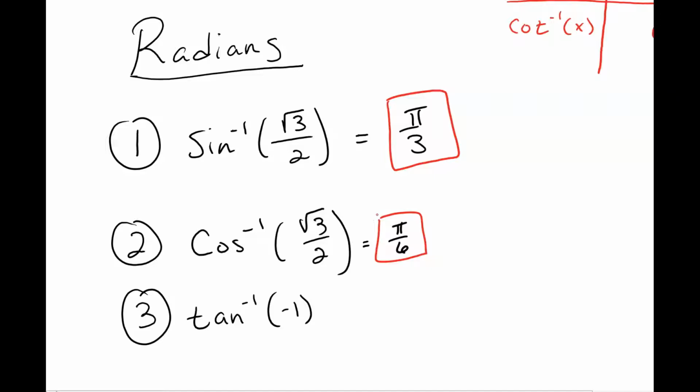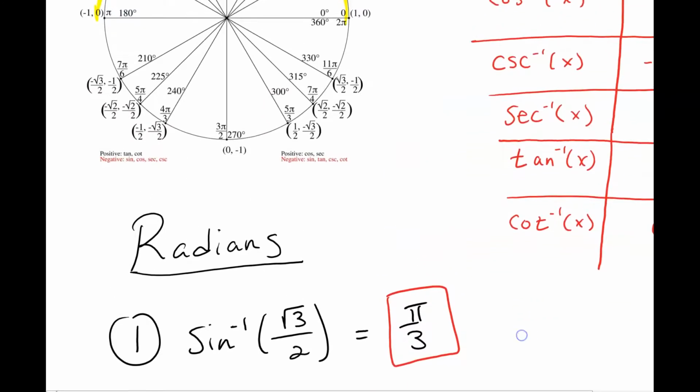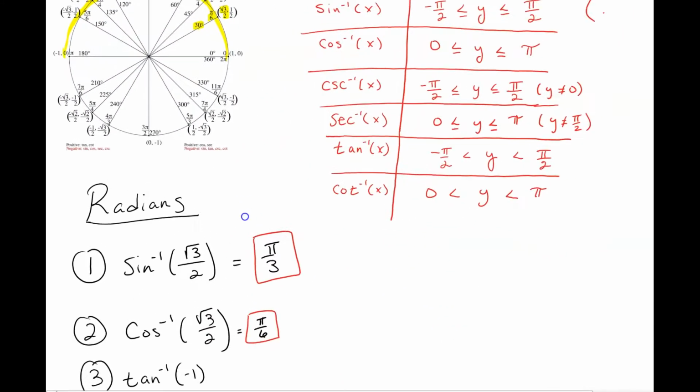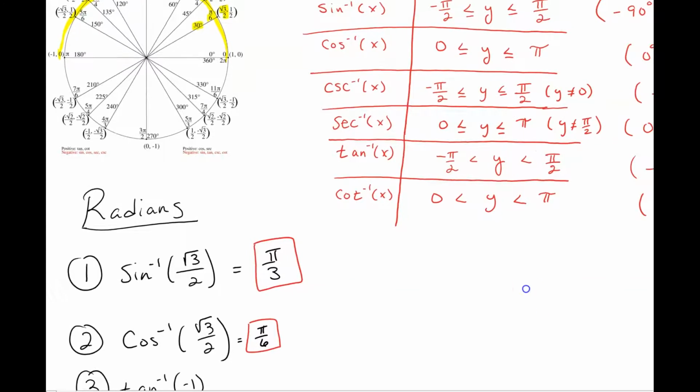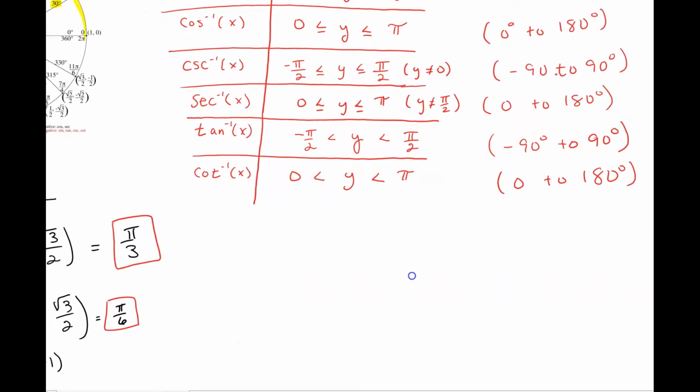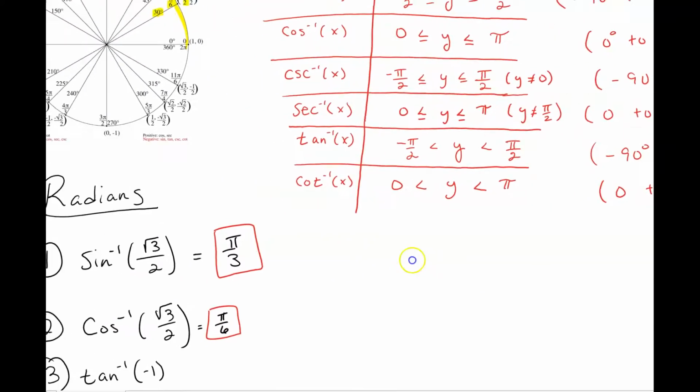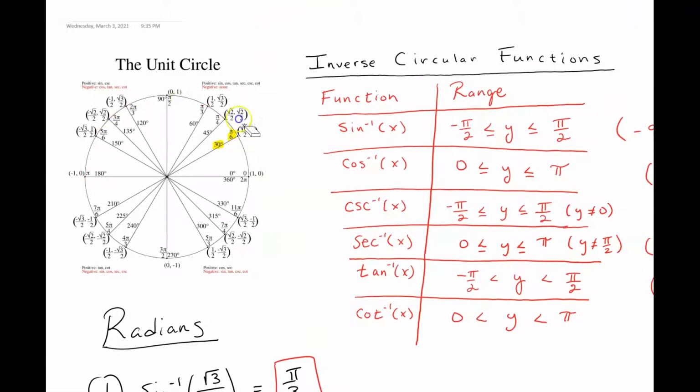Now let's step it up a notch. Let's take a look at tangent inverse of -1. So let's talk about the range for the tangent for a second. So the range for tangent inverse is from -pi/2 to pi/2, -90 to 90. So let's erase this here. We don't need that anymore. So we're going to be looking at this window again. And we're looking for tangent inverse.